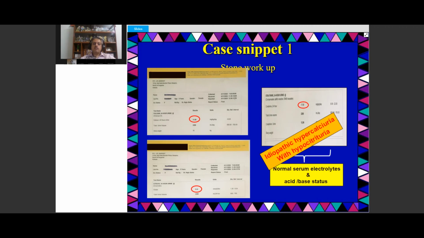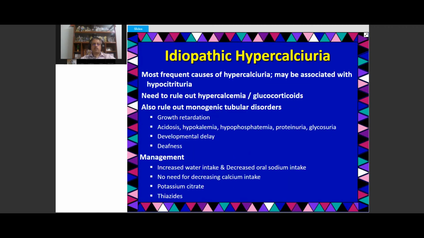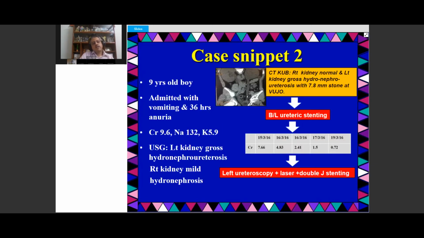Idiopathic hypercalciuria is the most frequent cause of hypercalciuria, but it is a diagnosis of exclusion. So you have to exclude hypercalcemia, and you have to exclude the tubular disorders where hypocitraturia is quite common. I already mentioned one, the distal RTA. Management is standard, as we already said: increase water, low salt, a lot of potassium citrate, and thiazide is often required.